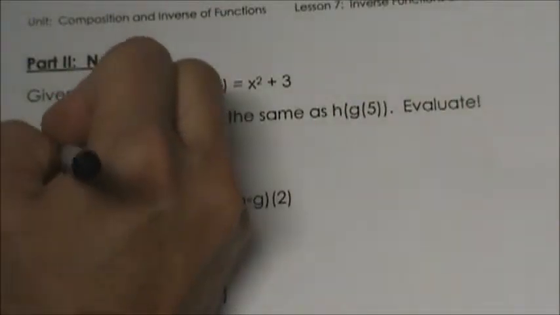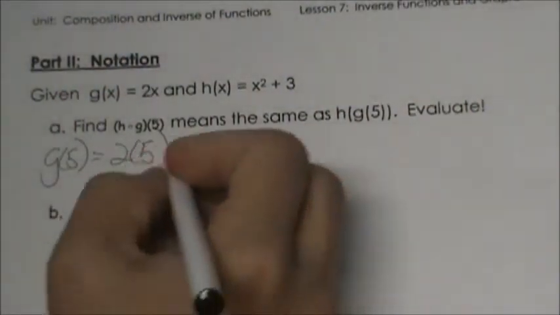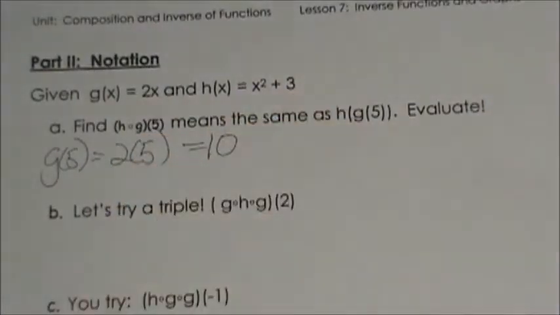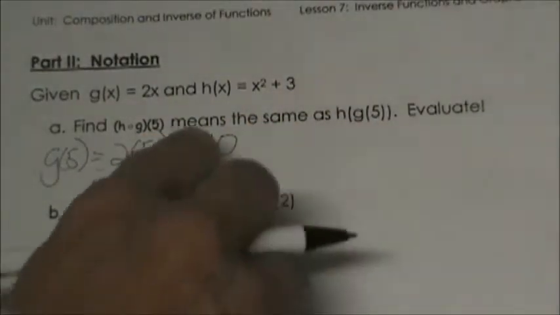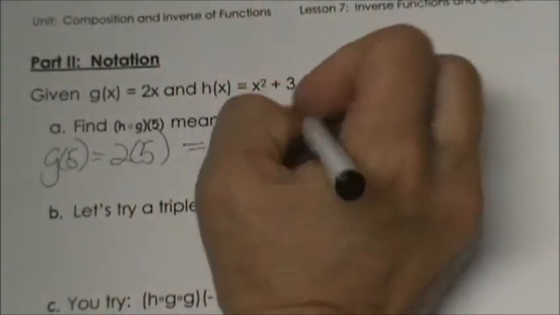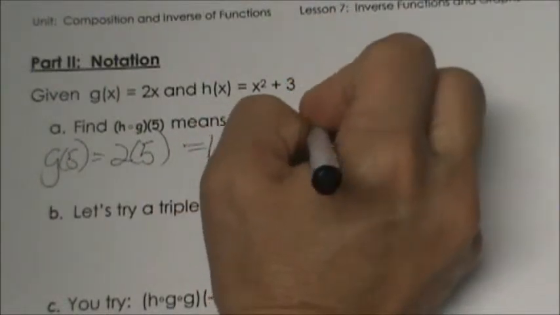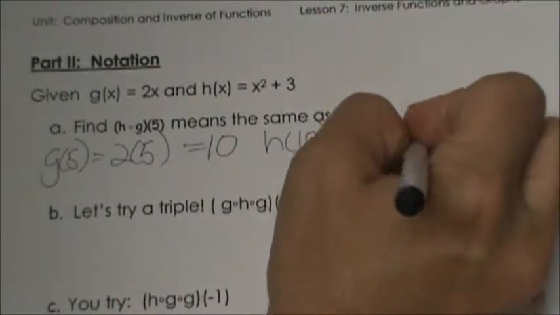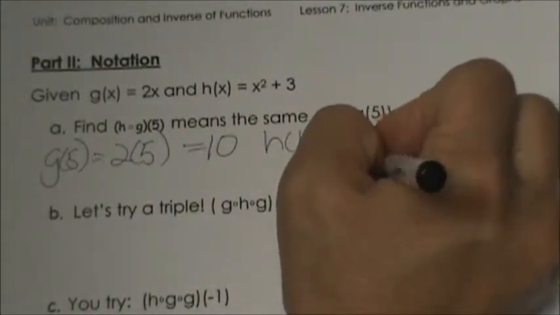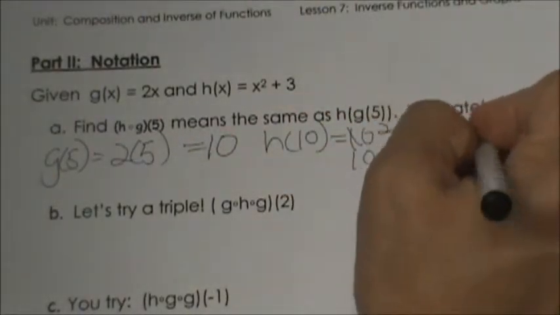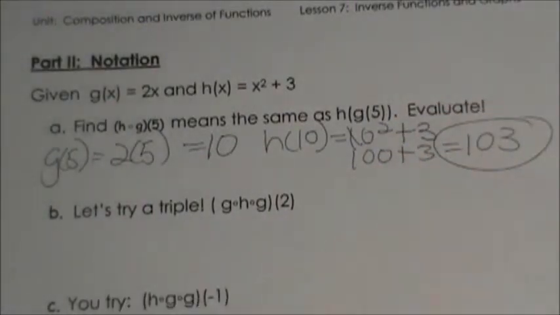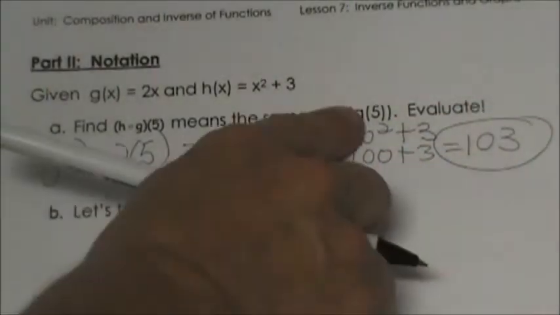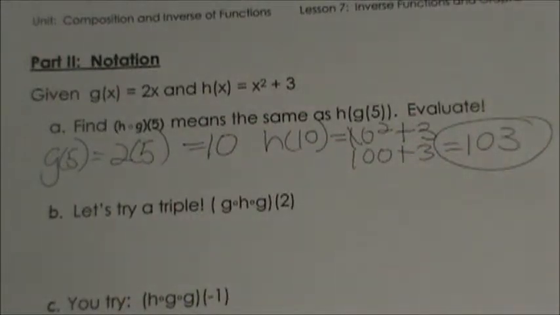Let's plug in 5 into the g function. So we have g of 5 is equal to 2 times 5, which is 10. Okay, from there, we're going to take 10 and plug it into the h function. So h of 10 is equal to 10 squared plus 3. So that's 100 plus 3, which is 103. So that composition is actually equal to 105.